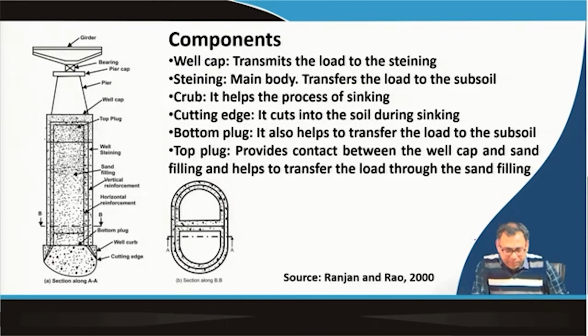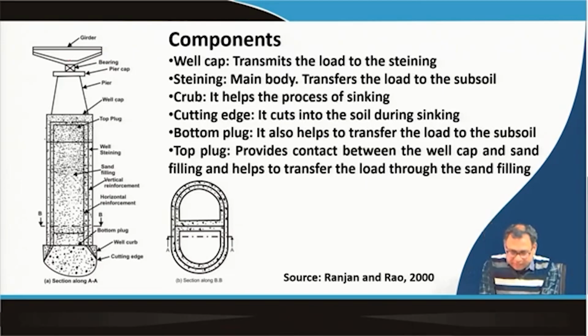So, these are the different components of a well. As I was talking about, this is the bottom plug. Okay. So, this is the bottom concreting, this is the sand filling, then again the top plug, and then the well cap. This is the plan and this is the section; this is the well, and then the piers, the bearing and then the girdle. So, this is a bridge construction.